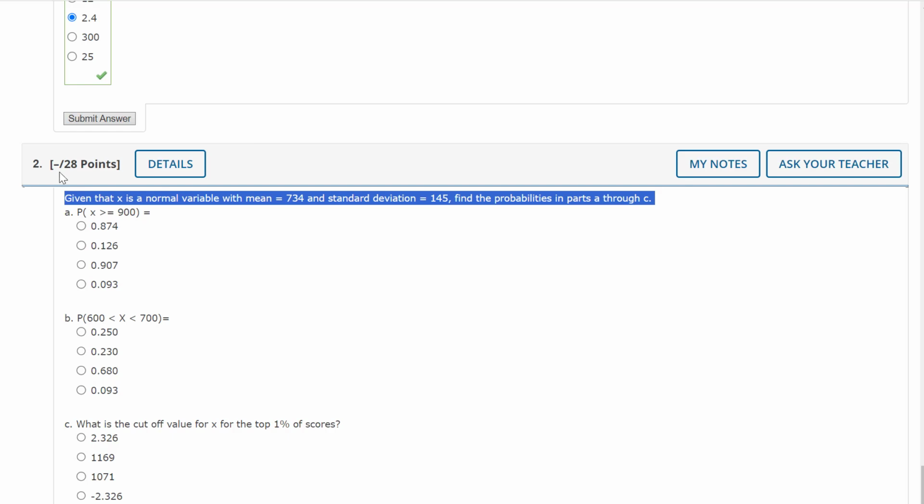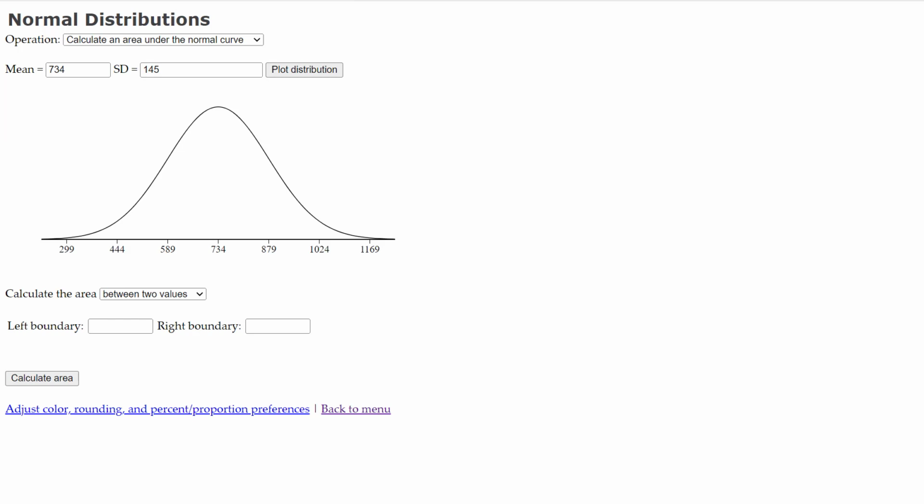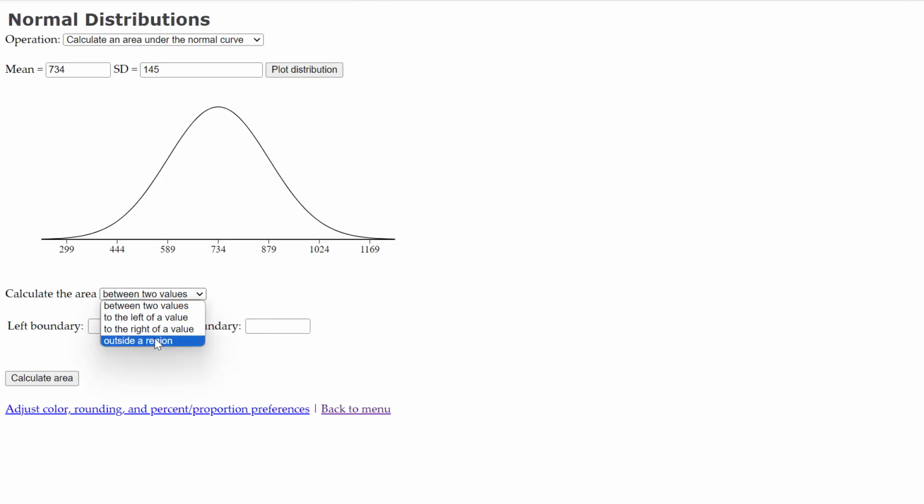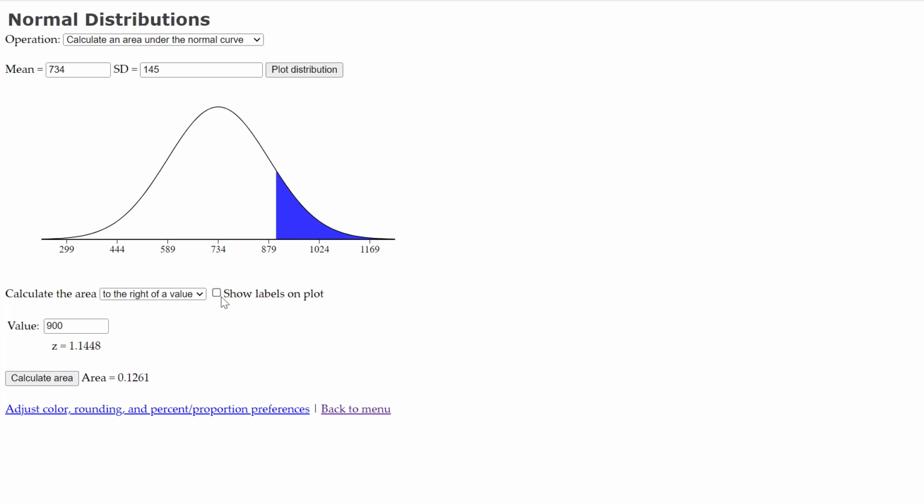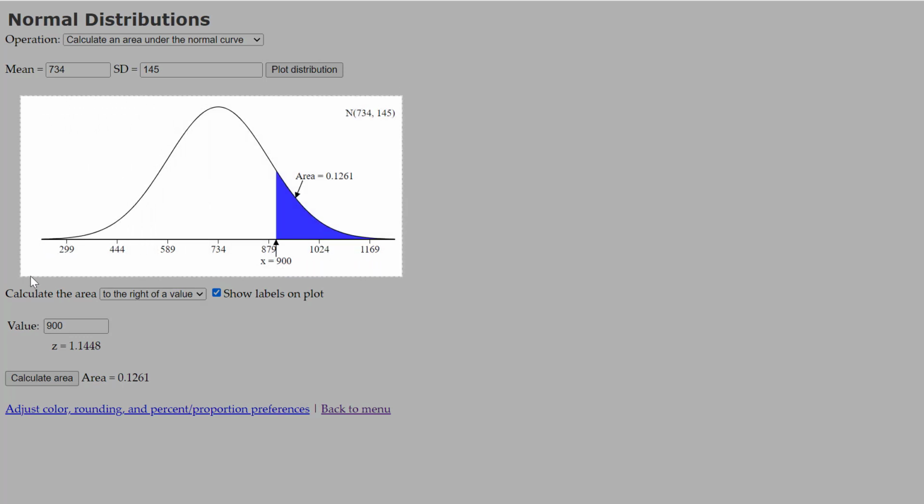So we'll go to our Stapplet, put 734 and 145 in our normal distribution. And we want the probability that it's greater than 900. So to the right, we're looking for an area, 900. Calculate area. Label my areas on the plot. And you can see there it is. So it's pretty straightforward. Don't we love our Stapplet? Makes life so much easier.